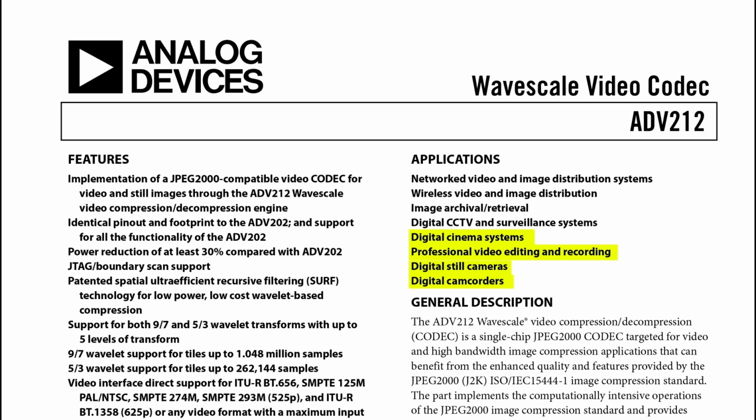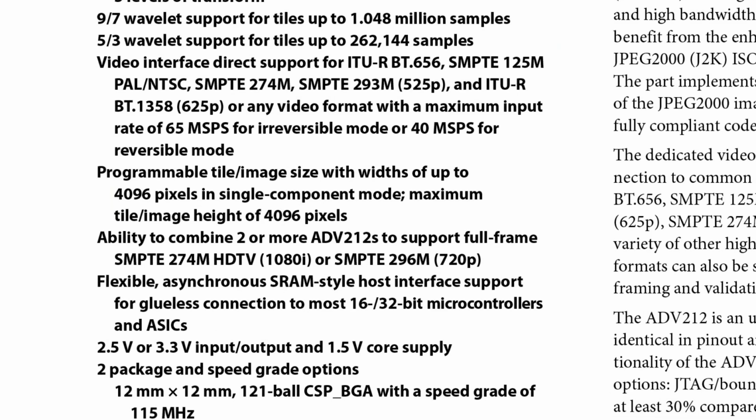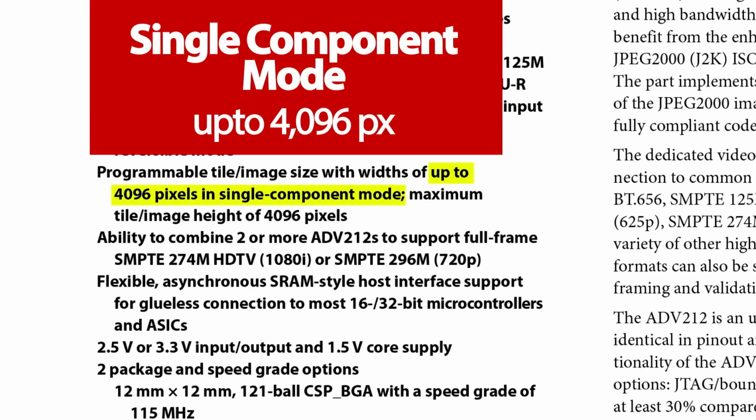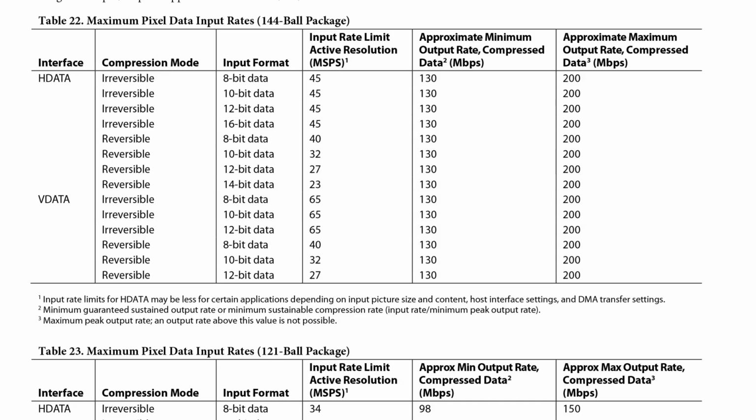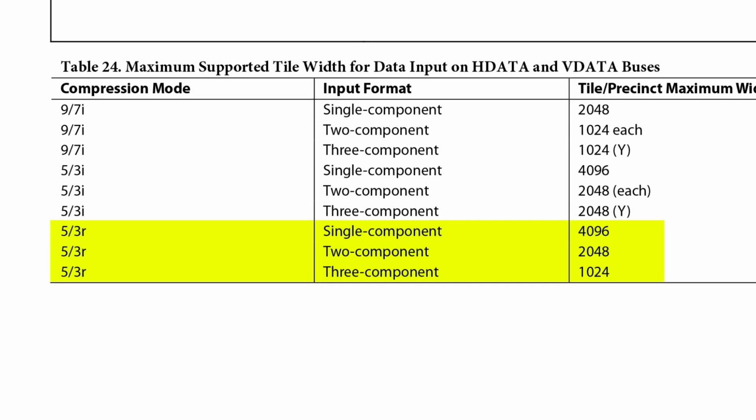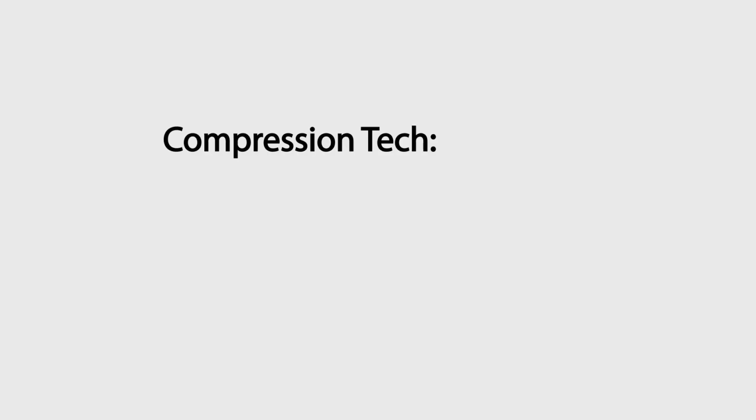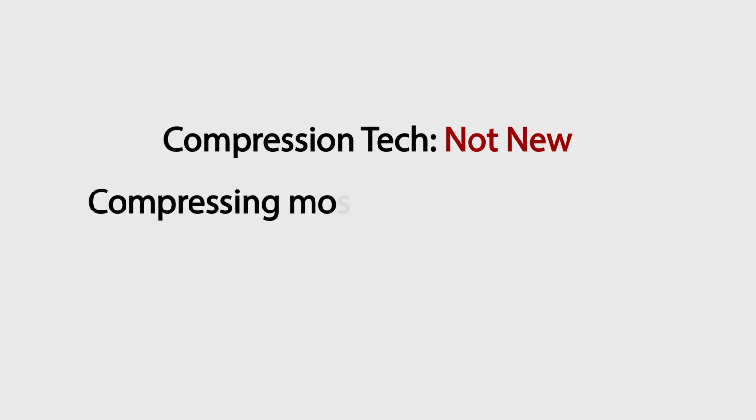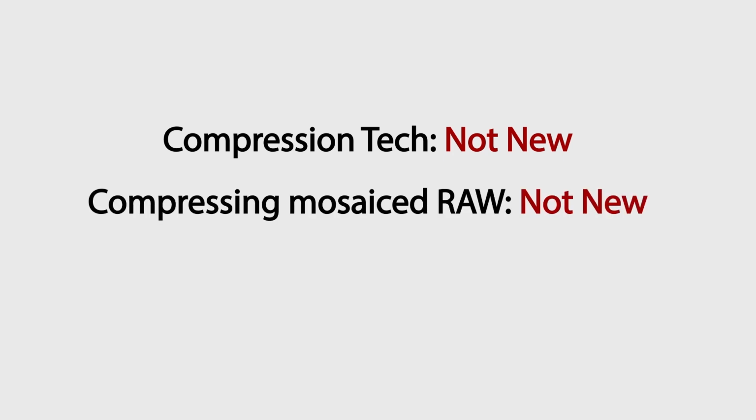And despite Graham's declaration that the idea of compressing a single component was his, and that JPEG 2000 compression was meant only for 3-component demosaicked image data, the datasheet confirms that the ADV212 is capable of processing up to 4096 pixels in a single component mode. That's the DCI's 4K pixel size in a RAW. Further down, the datasheet confirms that the chip is capable of processing single, 2, or 3 component input formats. So compression technology was not new. The idea of compressing a single component image data, raw image data, was not new.